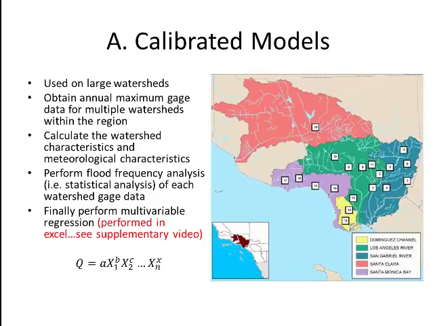Finally, it's time to perform a multivariable regression. Note, in hydrology, this regression is usually displayed by a power equation, as shown. I will create a supplemental video in the coming weeks to demonstrate how you can create a multivariable regression.